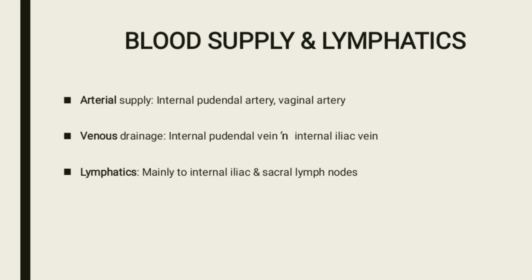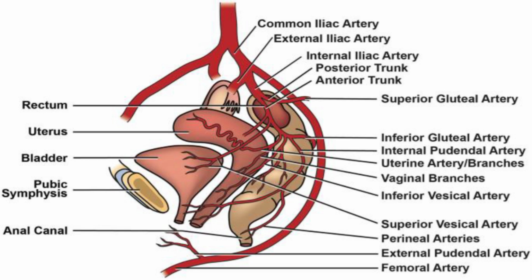Then we will study about the blood supply and lymphatics of the female urethra. Blood supply to the female urethra mainly comes from branches of internal pudendal arteries and vaginal arteries. Venous drainage follows the internal pudendal vein into the internal iliac vein. Lymphatic drainage is mainly to the internal iliac and sacral lymph nodes, which is clinically significant in cases of malignancy.